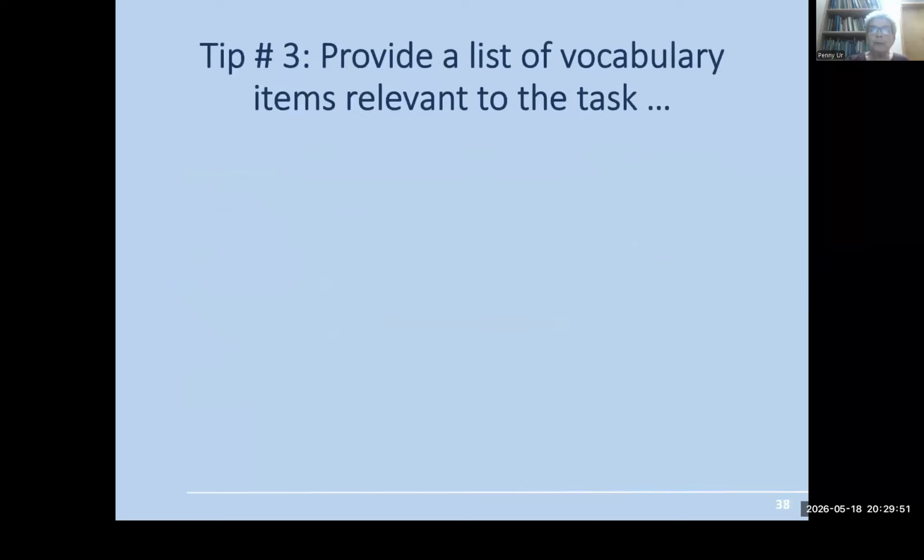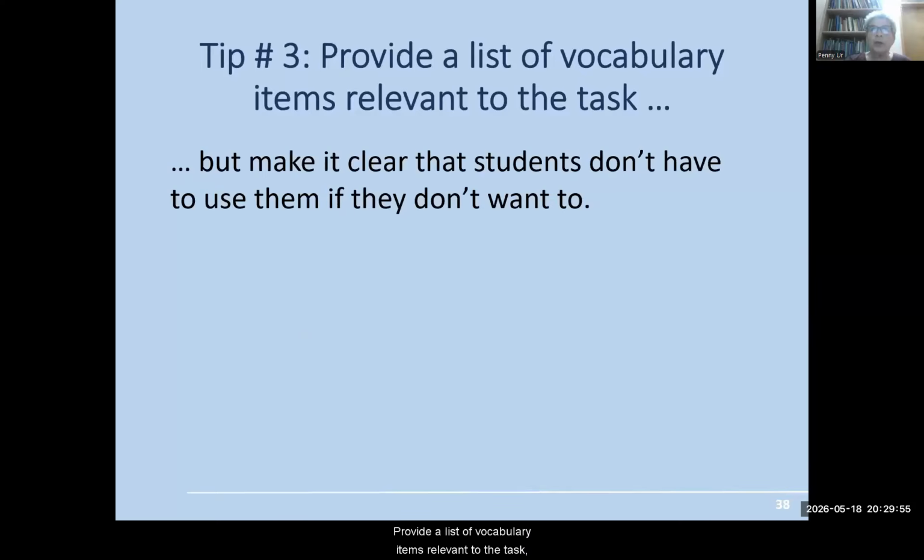Tip 3, provide a list of vocabulary items relevant to the task, but make it clear that students don't have to use them if they don't have to. So for your weaker students, they have a list which they can use. And for the stronger students, they can just ignore them and use their own.